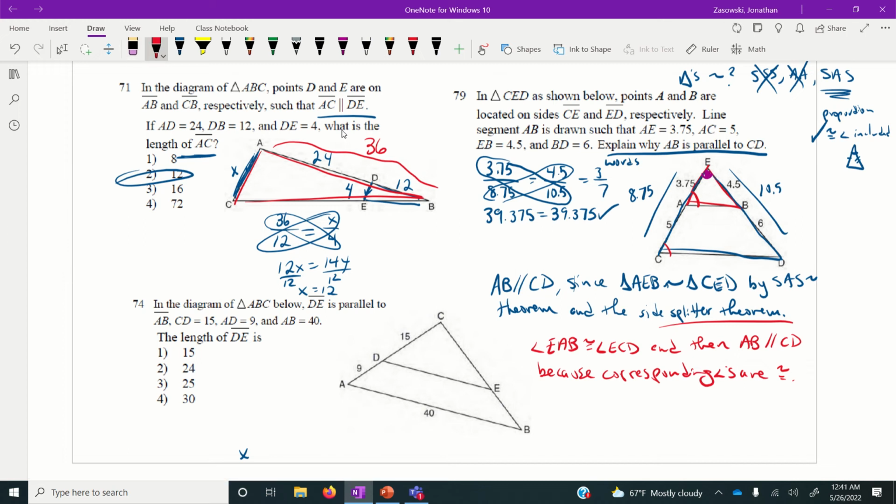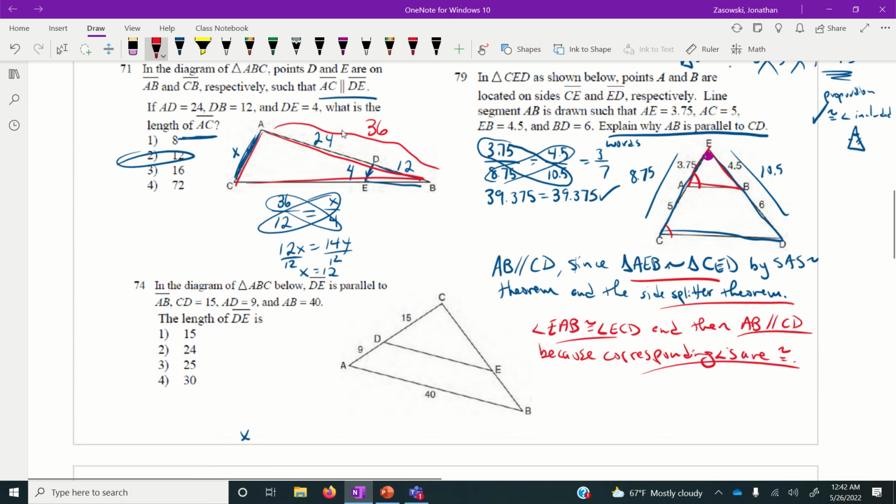So, options. We say that the triangles are similar, we say the angles are congruent, and therefore the lines are parallel, or we mention similar and then just side splitter. Those are the options for that explanation.